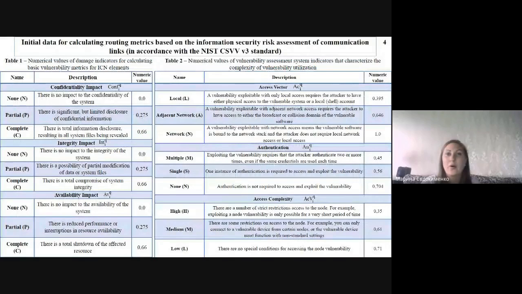For the investigation, we use initial data for calculating routing metrics based on the information security risk assessment of links according to the NIST standard version 3. In table 1 and table 2, we have numerical values of the damage indicator and the vulnerability assessment system indicator for calculating basic vulnerability metrics for each element.